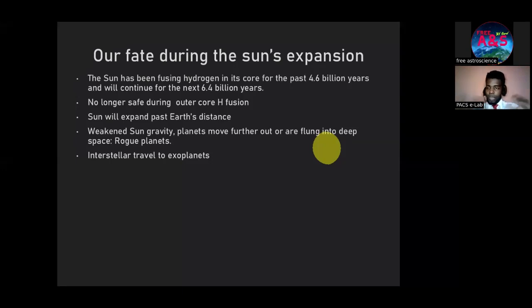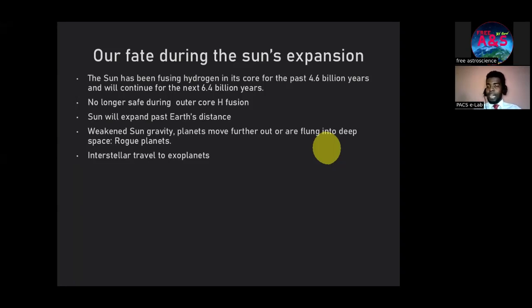In fact, all these other outer planets like the Jupiters, the Saturns, the Neptunes might even be flung into space, because the gravity may not be able to hold the system together again. And that could be the origin of rogue planets. That's what I'm suspecting rogue planets are coming from, from these dying stars.